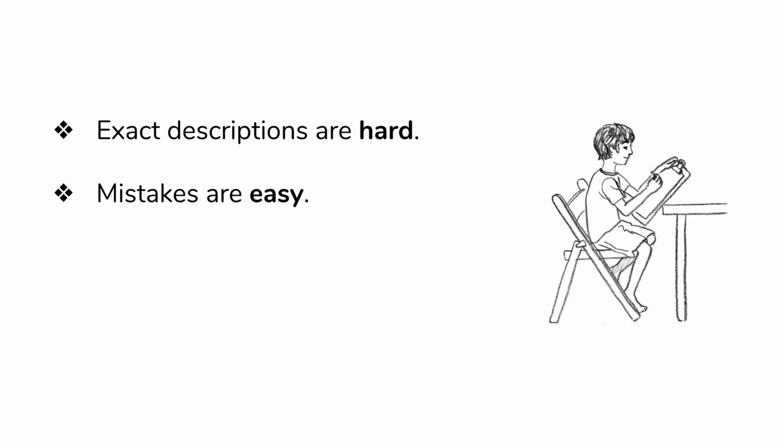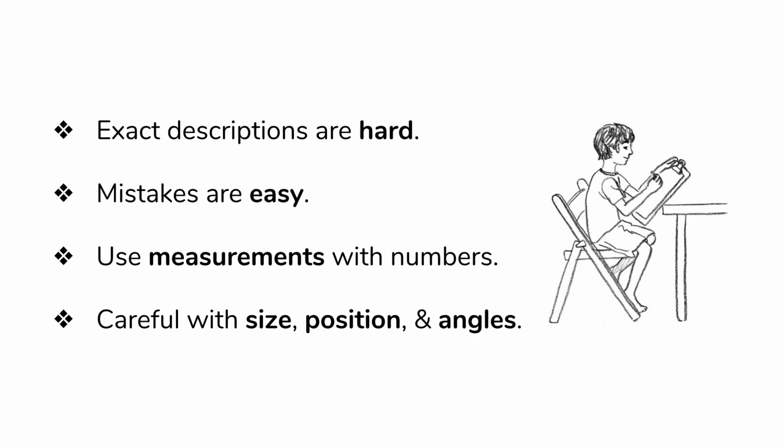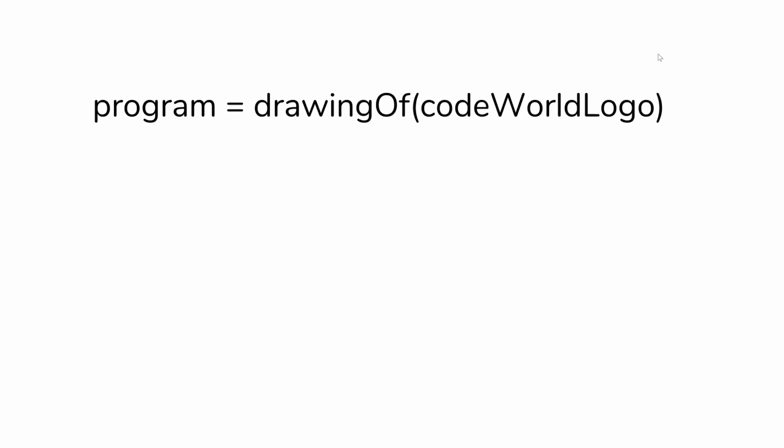Maybe you thought a little bit more about the task of describing pictures and realized that it's important to use measurements and numbers. For example, instead of saying big, you might say 7 centimeters. That's much more precise, and your partner knows exactly what you mean. And you might have realized you need to be extra careful with the size of your shapes, their position on the page, and what angle you draw them at. These are really important details when you're describing a picture precisely. Now let's take a look at how writing in code helps you with this precision and care.